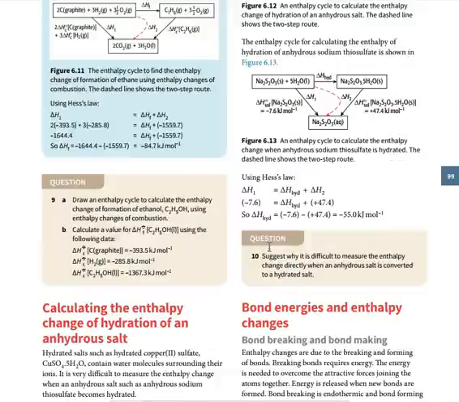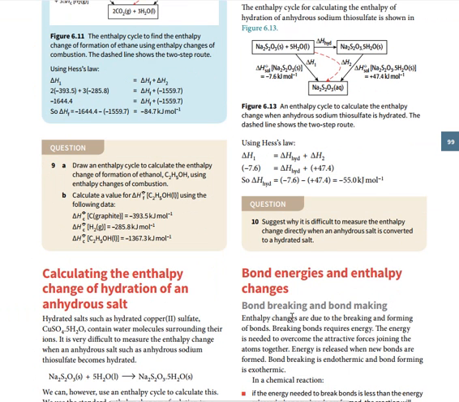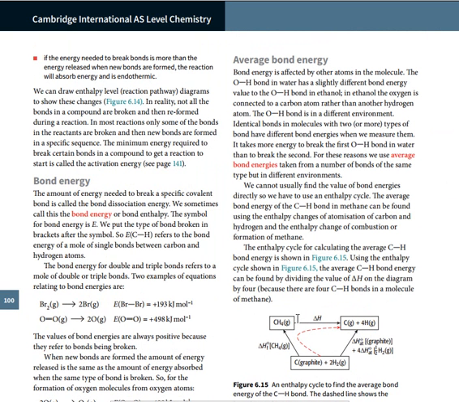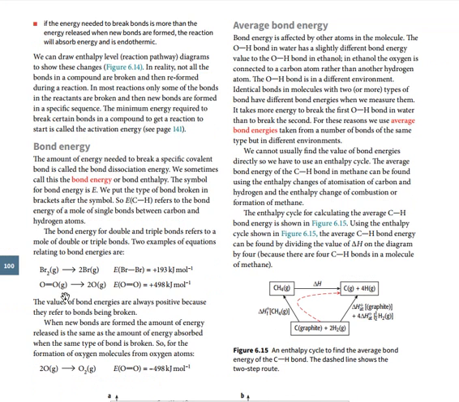So now the next one is bond energies and the enthalpy change. For bond breaking, we need to know that there are different energies inside a bond. So that's why you have bond energy. The amount of energy required to break a specific covalent bond is called the bond dissociation energy. We sometimes call it the bond energy or the bond enthalpy. The symbol for bond energy is given as E. We put the term bond broken in brackets after the symbol. So that's what you have to keep in mind.